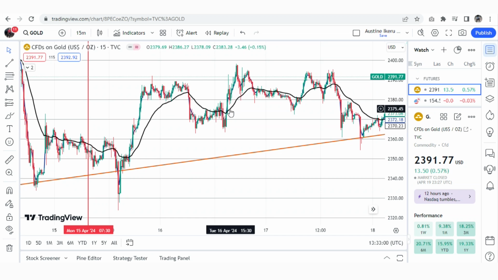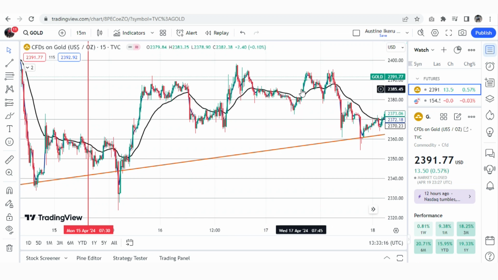My stop loss was somewhere below here, and I was able to catch this move. Then the price came down, hit my break even, and another crossover happened here again, and I placed a sell trade. My stop loss was somewhere here, and I was able to catch this move.